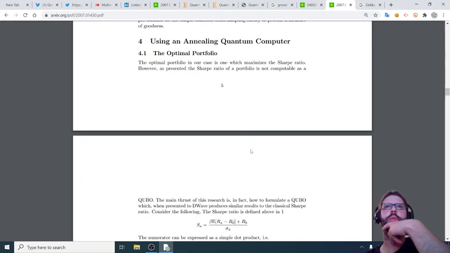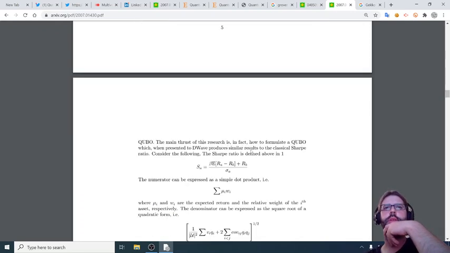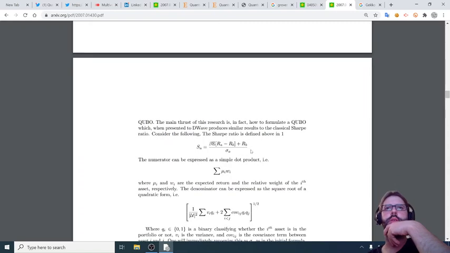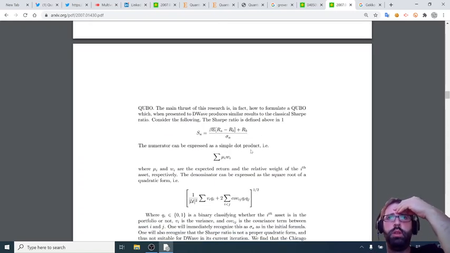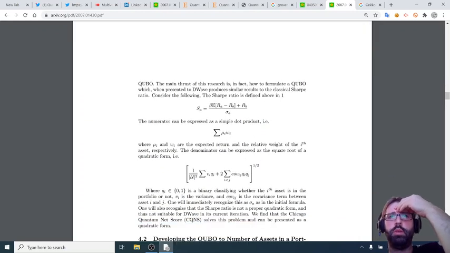The optimal portfolio. So between the variance, one immediately recognizes the initial formula. V sub i is the variance, and this is the covariance term between i and j. One will recognize this as the initial formula, and it's not suitable for D-Wave in its current iteration. We find the Chicago quantum score solves this problem and can be presented as a quadratic form.